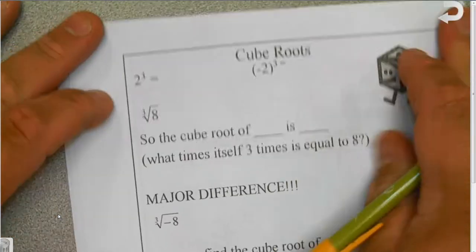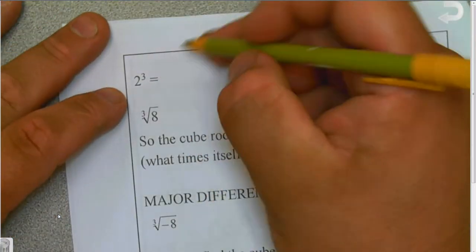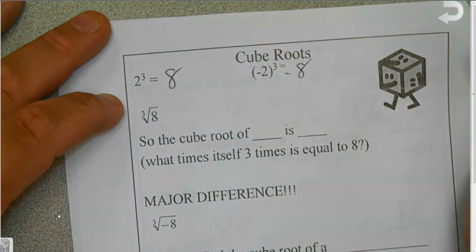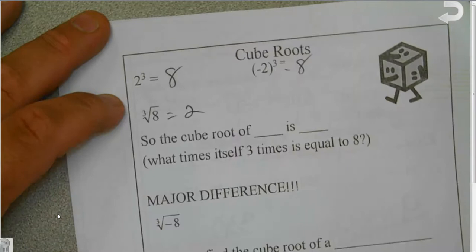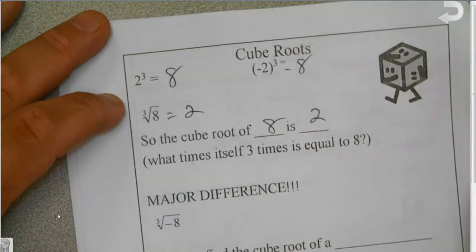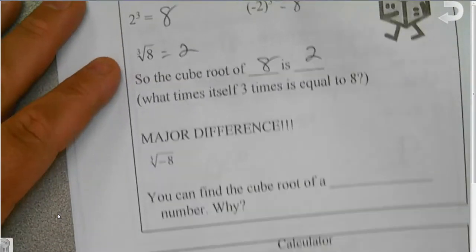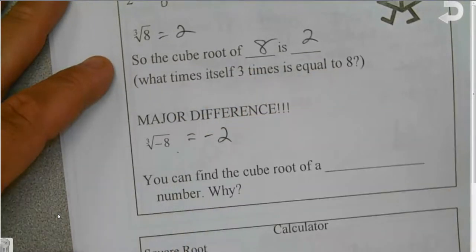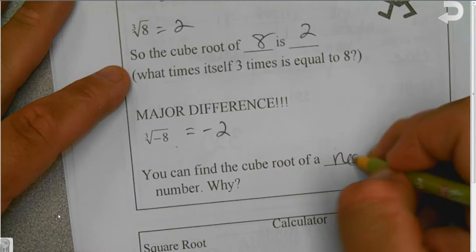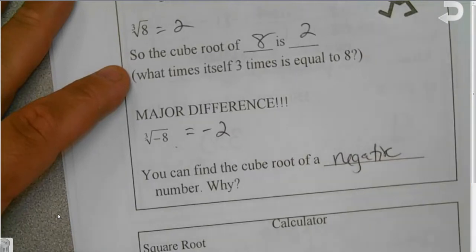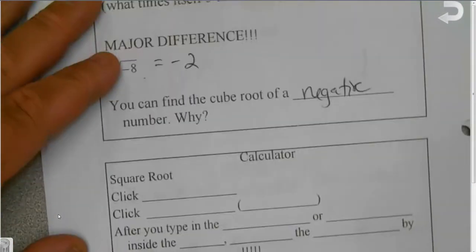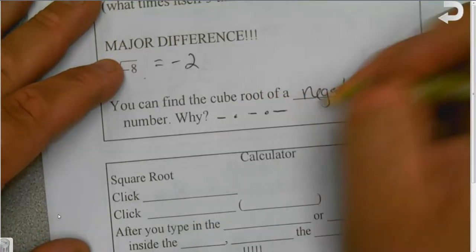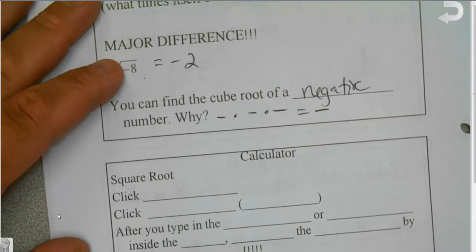Cube roots are fine. You know that 2 cubed is 8. Negative 2 cubed is negative 8. So the cube root of 8 is just 2. But unlike square roots, you can do the cube root of negative 8, and that's negative 2. You can find the cube root of a negative number, and the reason why is because a negative times a negative times a negative is a negative.